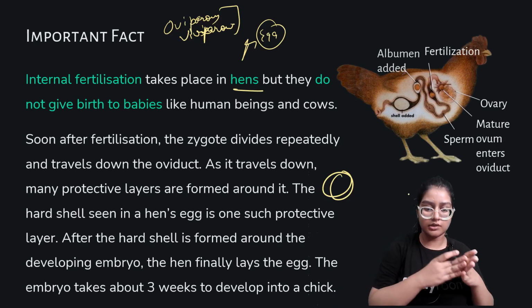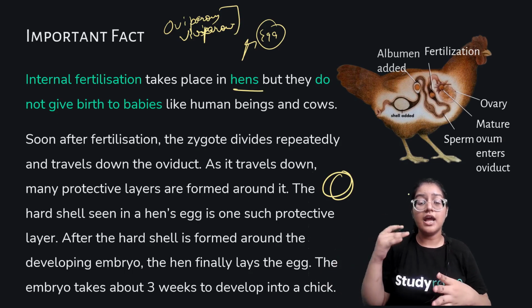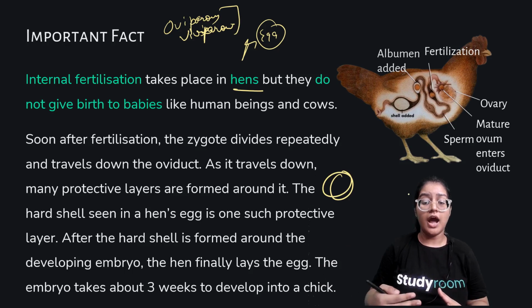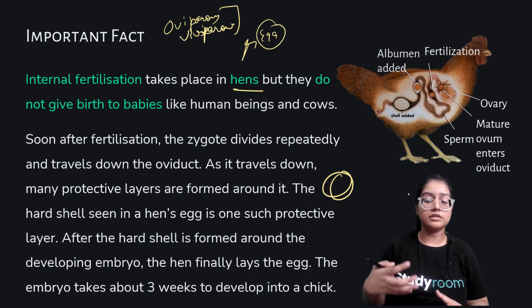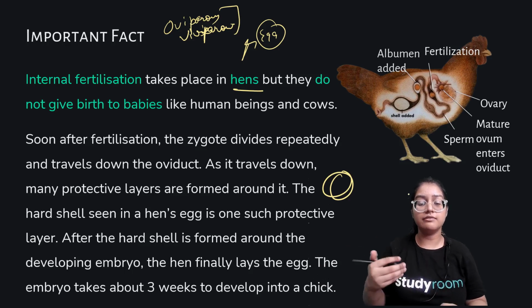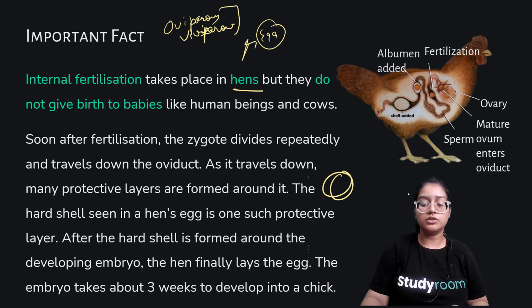It undergoes internal fertilization. It lays eggs. The outer shell is made up of many protective layers, and after full development of the eggs, 3 weeks later, the eggs develop into the chick.